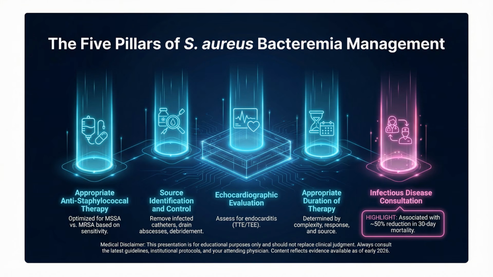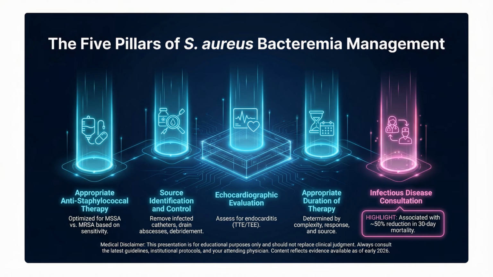To effectively manage Staphylococcus aureus bacteremia, I want you to remember a simple but powerful framework: the 5 pillars of management. Every single case of Staph aureus bacteremia, whether MSSA or MRSA, requires that you address all 5 of these pillars. First, appropriate anti-staphylococcal therapy. Second, source identification and control. Third, echocardiographic evaluation. Fourth, appropriate duration of therapy. And fifth, infectious disease consultation.